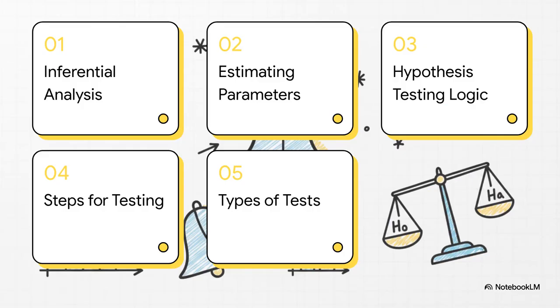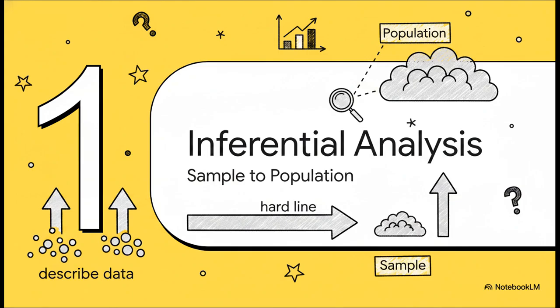To master this magic trick, we're going to follow a really simple 5-step roadmap. We'll start with inferential analysis explained, move on to estimating population parameters, unpack the logic of hypothesis testing, walk through the steps for testing hypotheses, and finally compare parametric versus non-parametric tests. By the end, you'll have a rock-solid framework for making statistical decisions. Let's kick things off with Section 1, Inferential Analysis Explained, moving from the sample to the population.